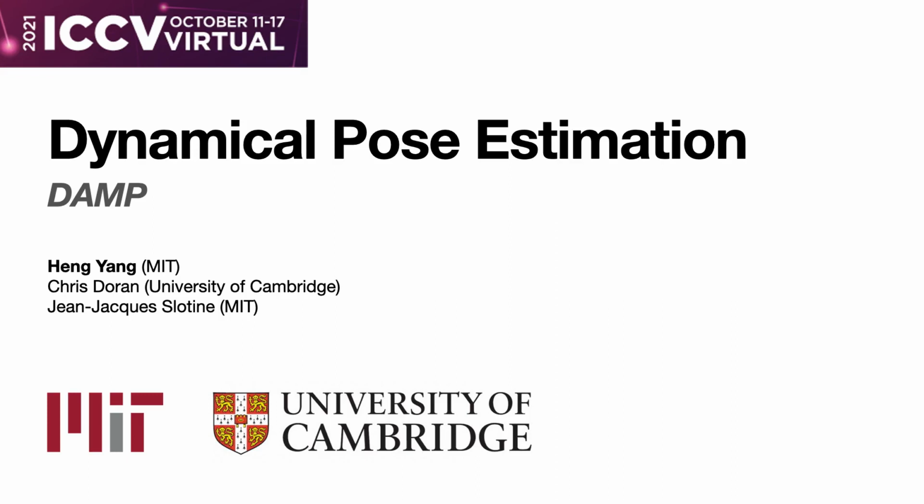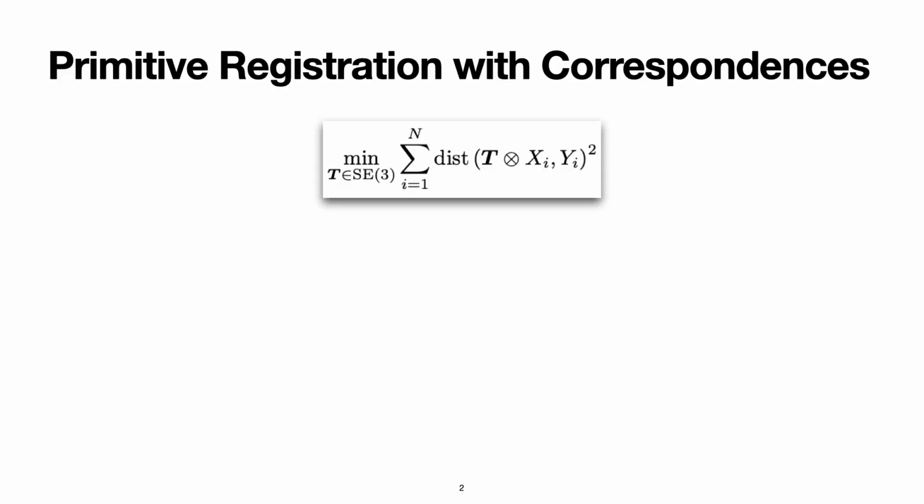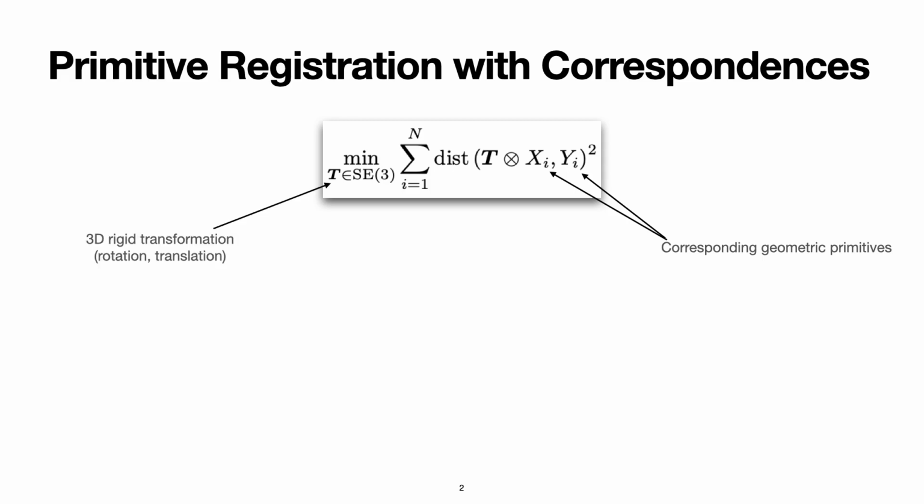I'm glad to present our ICCV paper, Dynamical Pose Estimation. We consider the following problem of primitive registration with correspondences. In this problem, xi and yi are a pair of corresponding 3D geometric primitives. T is an unknown 3D rigid transformation containing a rotation and a translation. T ∘ xi denotes the action of T on the primitive xi.